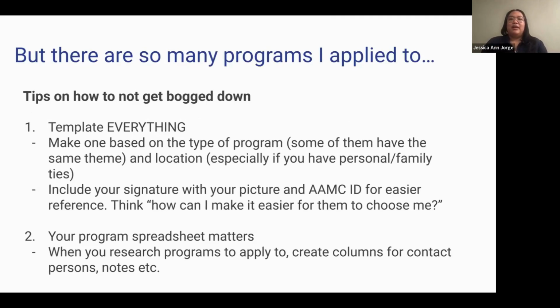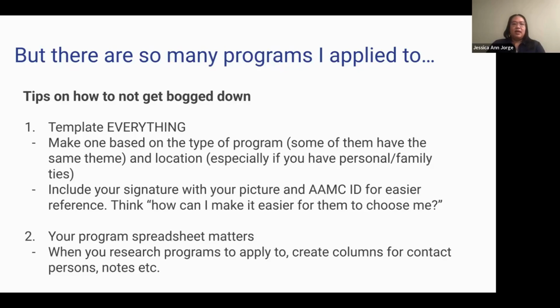But I also got bogged down; 110 programs was really hard. There are so many of them, and you can't just make a really personal email for every single one of them. So here are my tips so that I didn't allow myself to get bogged down or stressed about this. One, I templated everything. When I say I templated everything, for every program that I applied to, about 130 programs, almost all of them I sent a letter of interest.